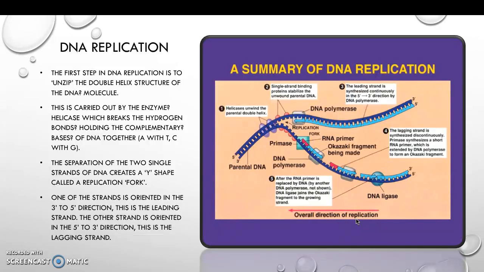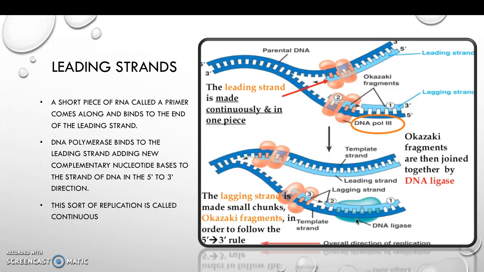As a result of their different orientations, the two strands are replicated differently. On the leading strand, a short piece of RNA called a primer comes along and binds to the end of the leading strand. The primer acts as the starting point for the DNA synthesis. DNA polymerase binds to the leading strand and then walks along it, adding new complementary nucleotide bases to the strand of DNA in the 5' to 3' direction. This sort of replication is called continuous.